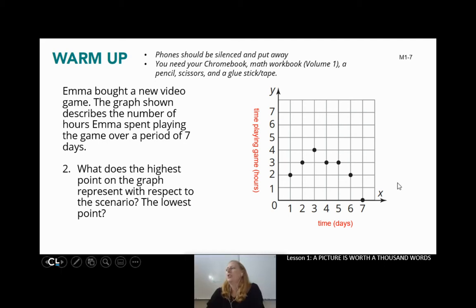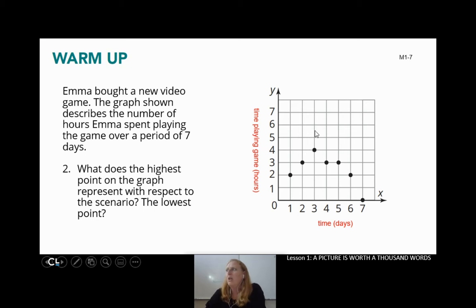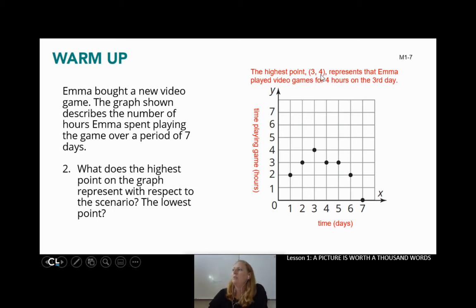All right, so I'm noticing my highest point is this one right here. And I know the coordinates of that are 3, 4, because I had to go right 3 and up 4. So the highest point, 3, 4, means that on the third day she played 4 hours of video games, didn't she? So the highest point, 3, 4, represents that Emma played video games for 4 hours on the third day. Yes, she did.